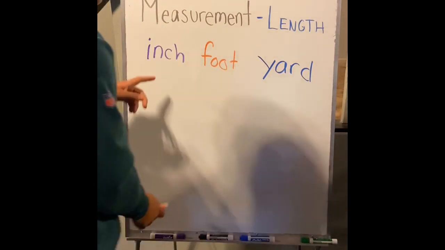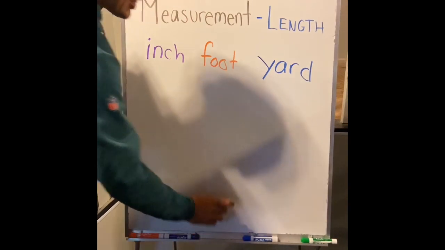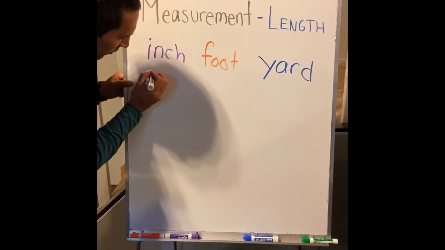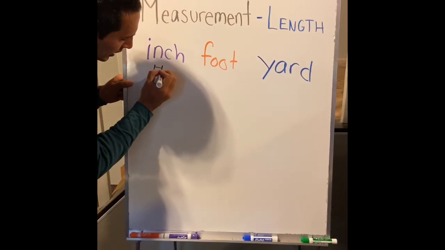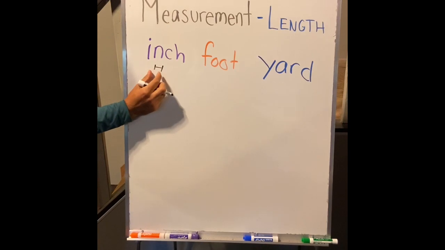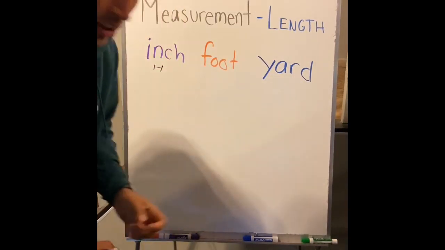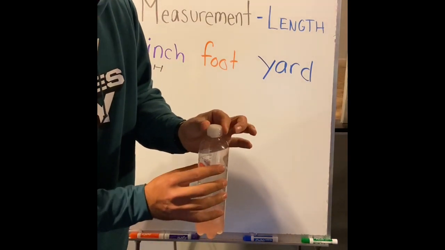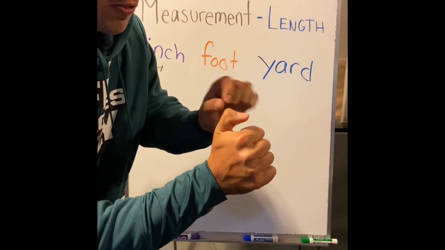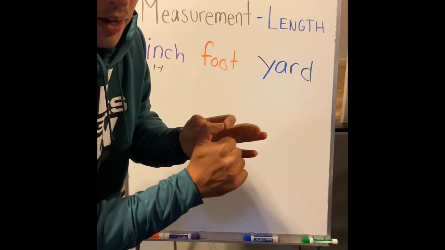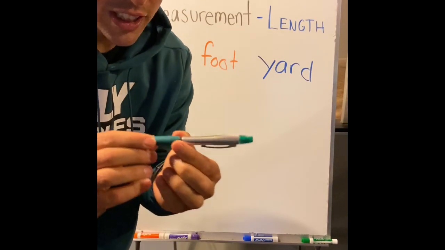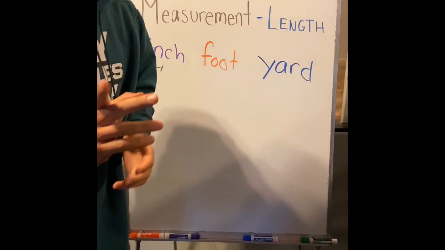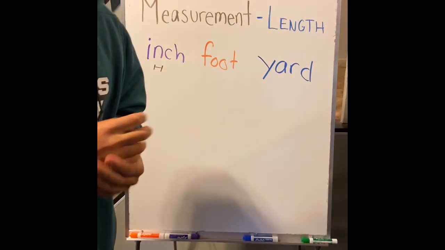All right, we're going to start off with our inch. The inch is our smallest unit of measurement here. The inch is roughly from here to about here. So right here, that is 1 inch, just like this. Things that resemble an inch: the top of this bottle is about 1 inch long. From my knuckle to the tip of my thumb is about 1 inch long. The green on this pen is about 1 inch long. Is there anything you know that is around 1 inch long?